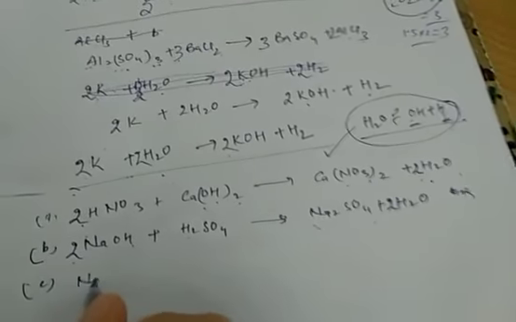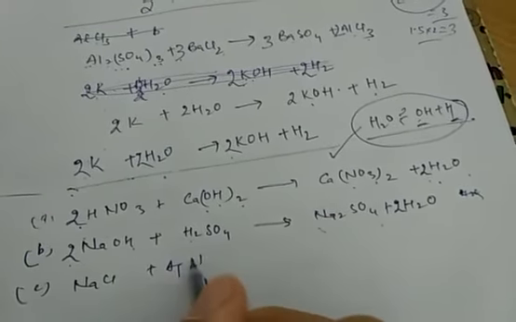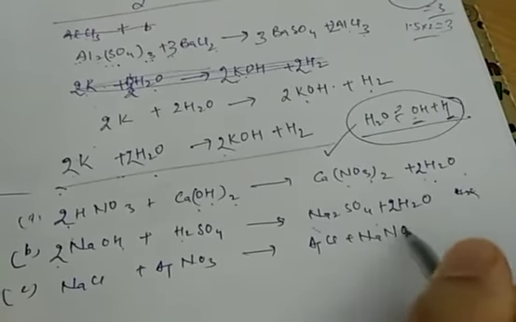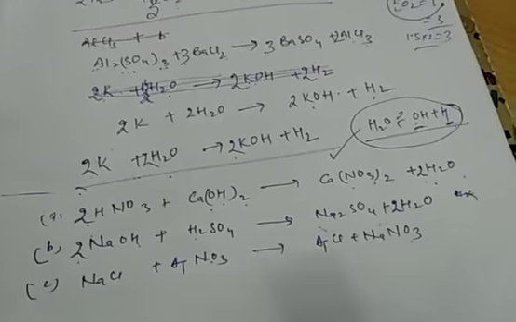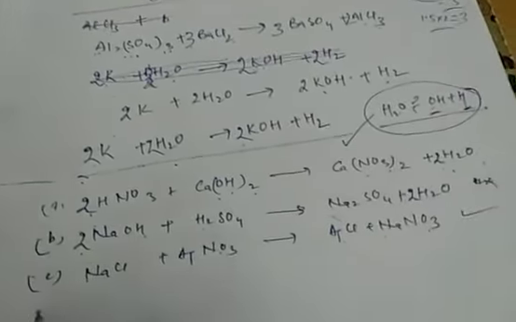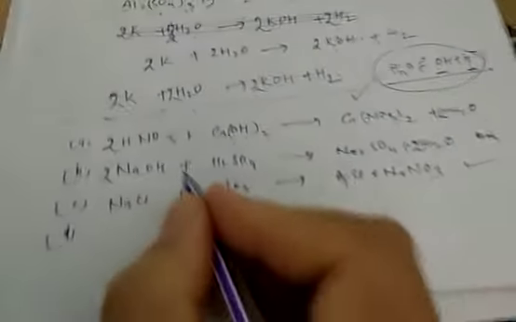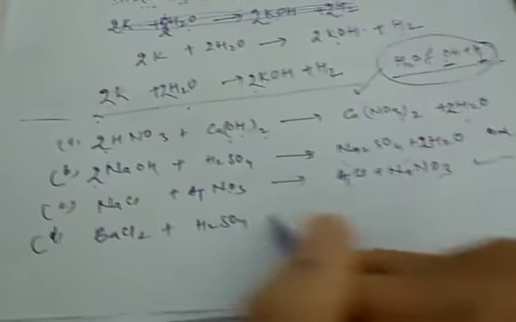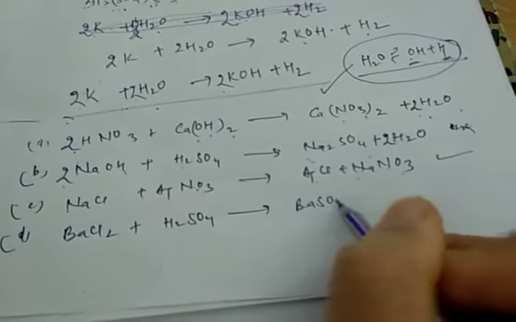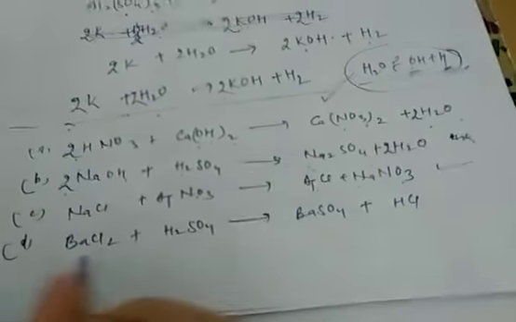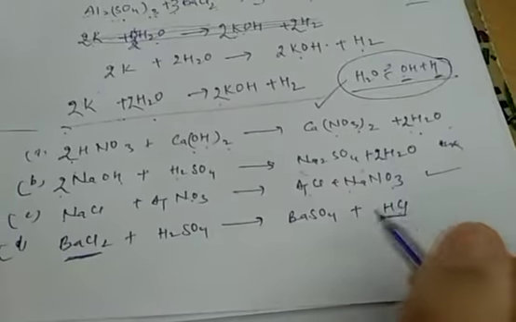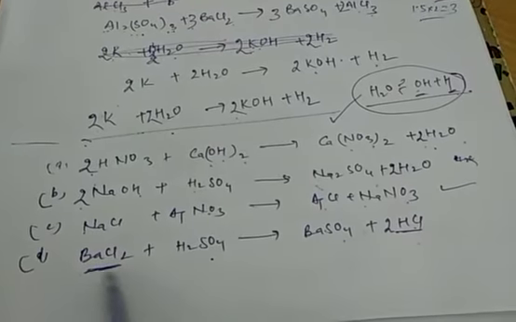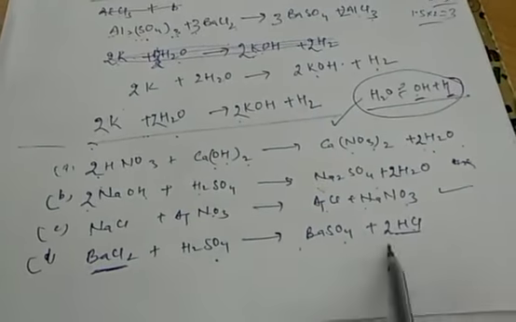C: NaCl plus AgNO3 changes into AgCl plus NaNO3. 1 NO3, 1 NO3, 1 Na, 1 Na, 1 Cl. So the reaction is already balanced. Next, D: BaCl2 plus H2SO4 changes into BaSO4 plus HCl. 2 Cl in BaCl2, 1 Cl here, so it should be 2. Now the reaction is balanced. 1 SO4, 1 SO4, 1 Ba, 1 Ba, 2H, 2H.